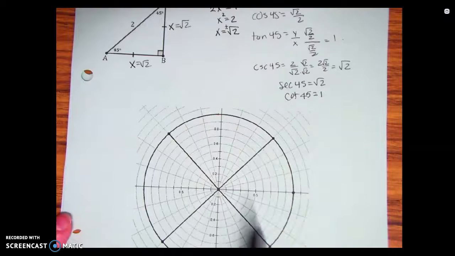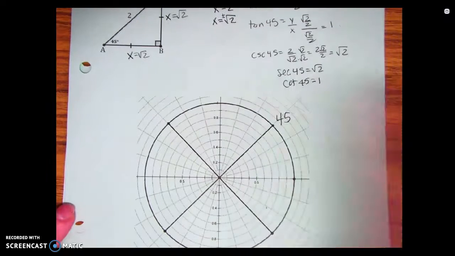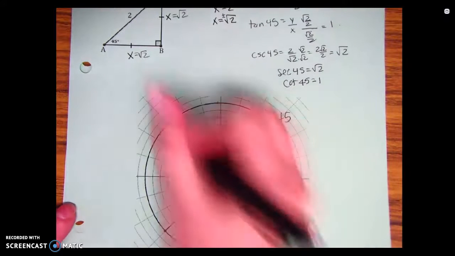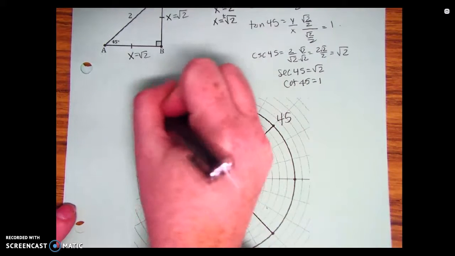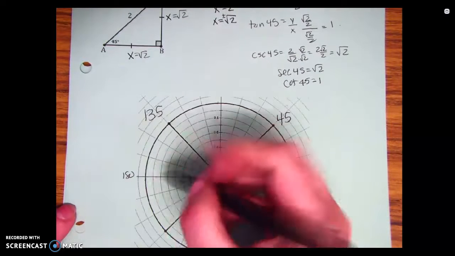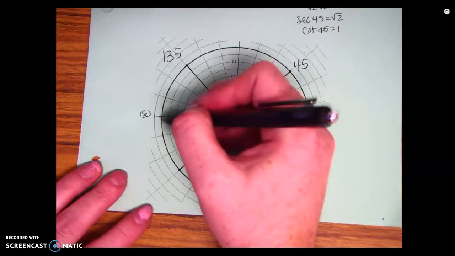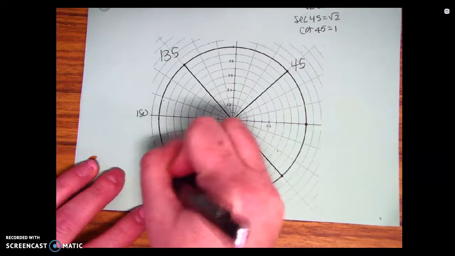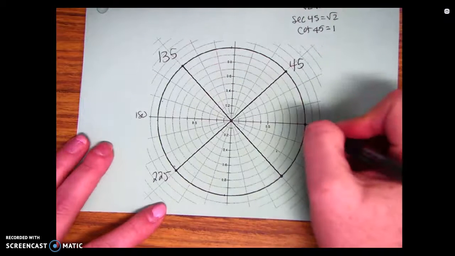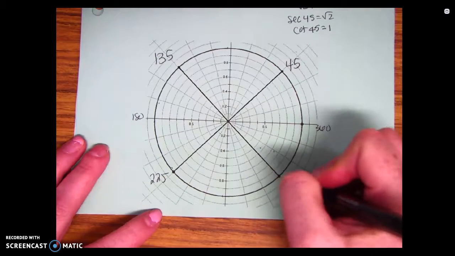So what happens is you have 4 45 degree angles. You have one in each quadrant. So this is a 45 degree angle. This is 135 degrees because this is 180 right here. 180 minus 45 is 135. 180 plus 45 is 225. And 360 minus 45 is 315.